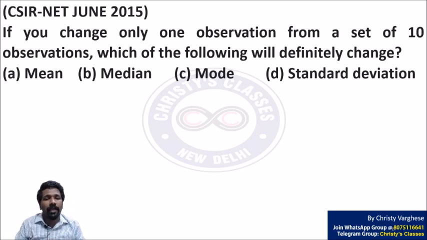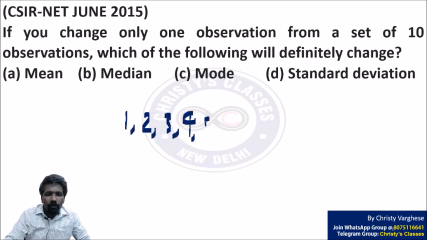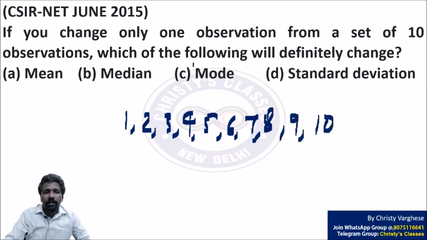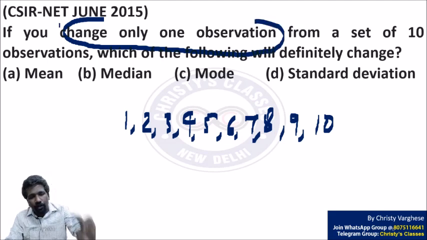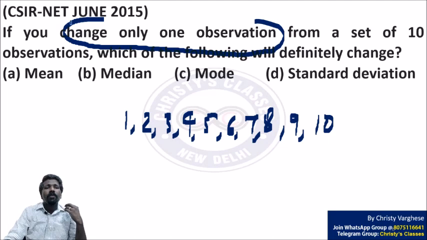June 2015, this came. An interesting problem actually. If you change only one observation from a set of 10 observations, I will take an example for analysis. Just a random example: 1, 2, 3, 4, 5, 6, 7, 8, 9, 10. If this is the set of 10 observations, and you change only one observation, 2 observations are not allowed to change, only one is allowed to change, then which one will definitely change? That is the question. Changing means removing and replacing it by another number. The same number you cannot replace, because then that will not be a change.